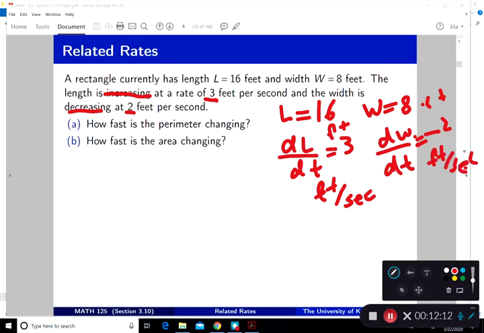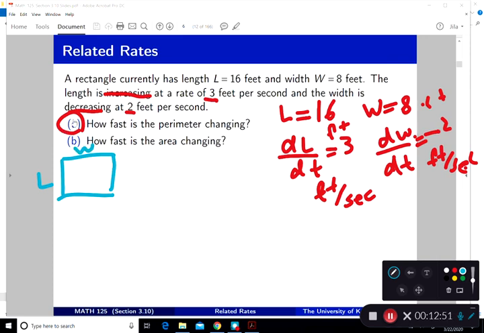Okay, so I know all of that, and the first part of the question is asking how fast is the perimeter changing? So I know the rate of change for length and width, and we're trying to figure out the rate of change for perimeter. What we need to do is relate perimeter to length and width. How do I do that? Let's draw this.